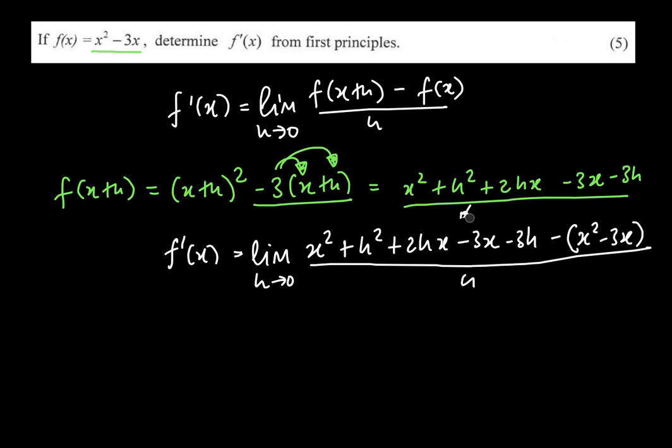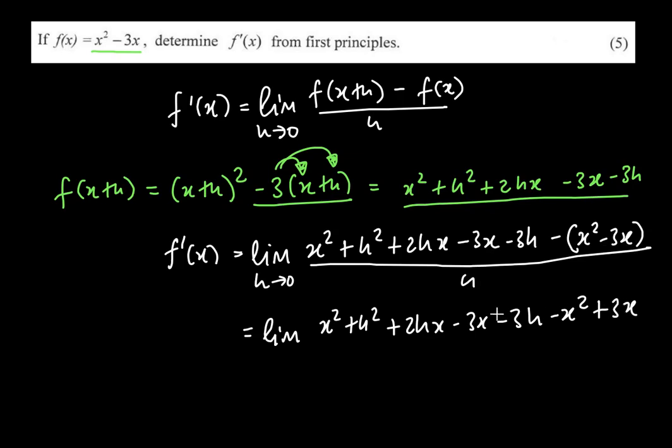Okay, I hope that we are together. So after that I'm gonna distribute out, right? So I'm gonna have the limit, then I will have x squared plus h squared plus 2hx minus 3x minus 3h. Then negative times x squared will be negative x squared. Negative times negative is positive, then we have positive 3x there, right? Then all divided by h as our h approaches 0.